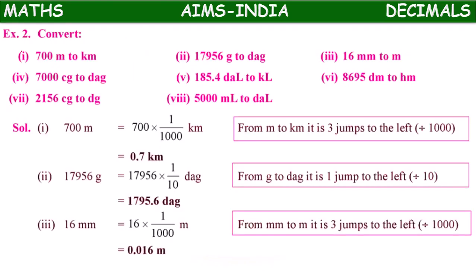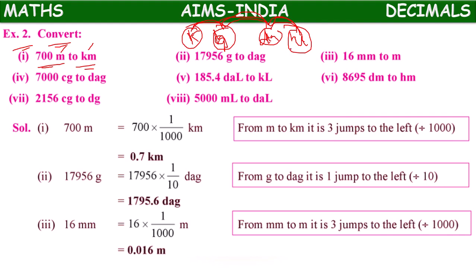Next, example 2. Convert 700 meters to kilometers. So here meter means it will be in units place. Before that we will be having decameter and hectometer. After hecta we will be having kilo. So here meter to kilometer means we are moving from lower to higher.